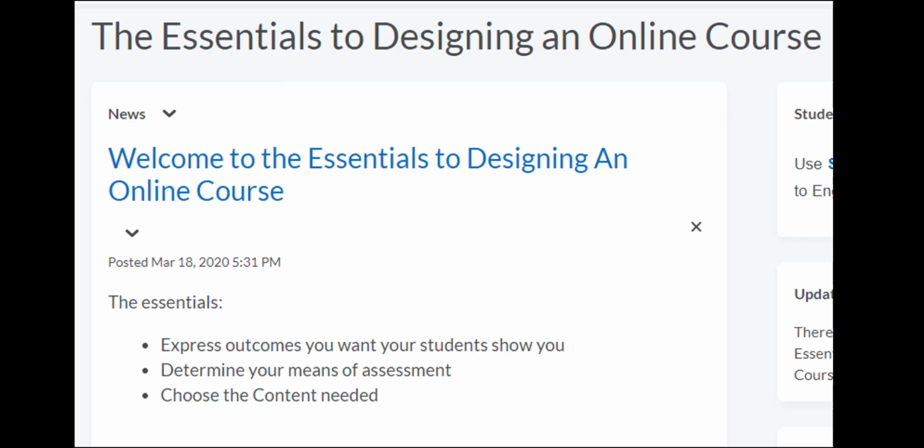Now that you have the basics for designing your course, you can add your content and assessments into the learning management system your school has provided. You have learned to write learning outcomes, to determine a means of assessment, and to find content. These are the essential ingredients to designing a functional online course.